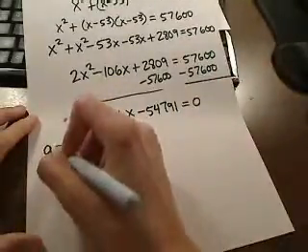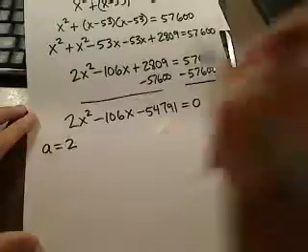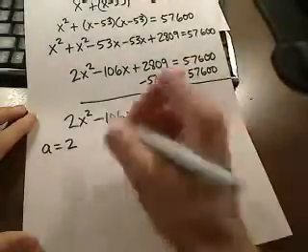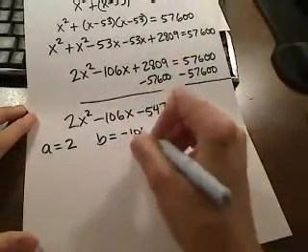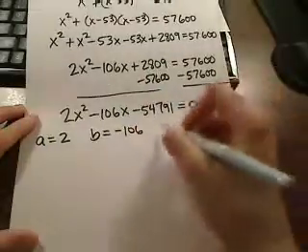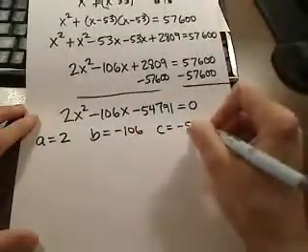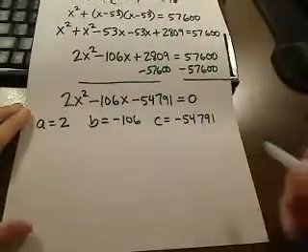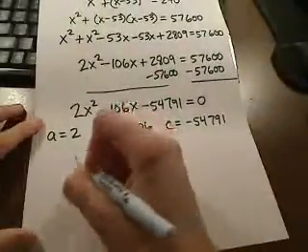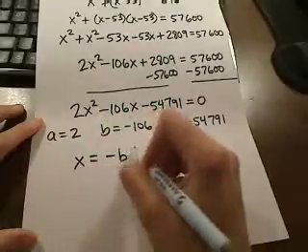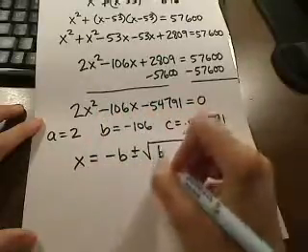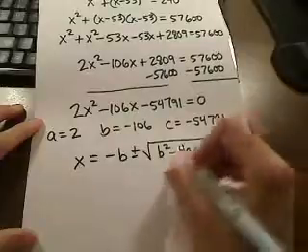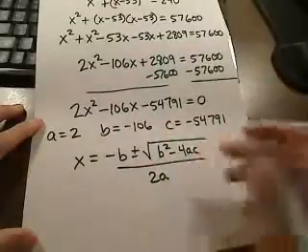So let's go ahead and identify our a in the quadratic formula is 2, the coefficient of the x squared. B in our formula is negative 106, and c is negative 54,791. Okay, remember your quadratic formula is this: negative b plus or minus square root of b squared minus 4ac all over 2a.